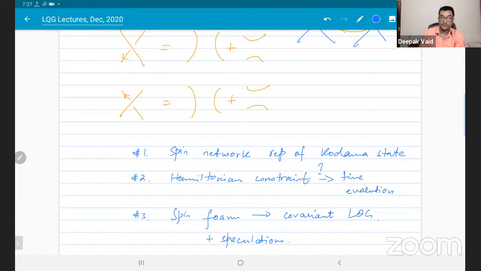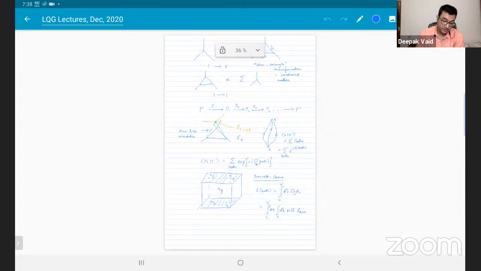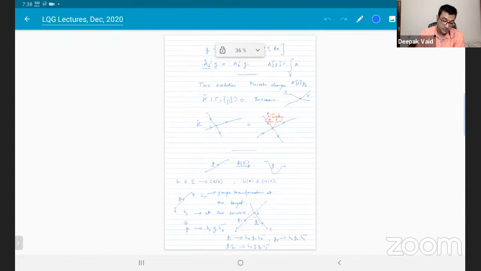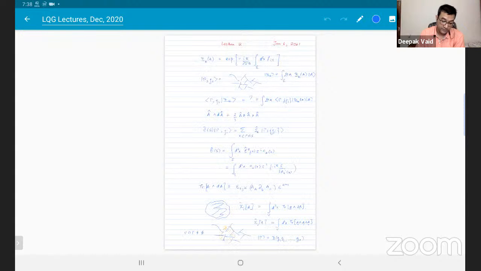Okay. Actually, I had hoped to talk about the volume operator and intertwiners for three-dimensional spin networks, but we ended up talking about something entirely different. That's fine. So today was the 12th session.